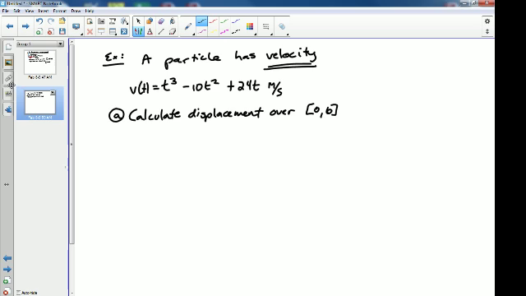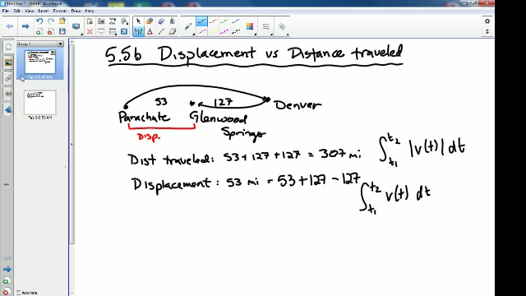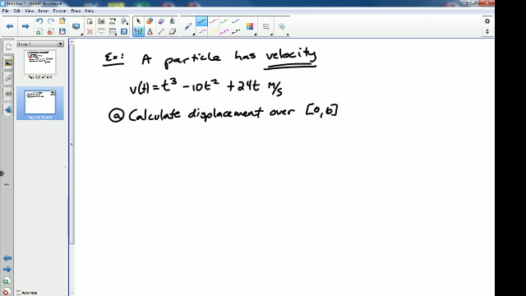Displacement is the absolute value or not? No, it's not. Displacement is just a regular old integral. So, we integrate from 0 to 6. You can write it this way because it's declared up here if you want to shorthand it. Perfectly legitimate. Then you do your calculations.